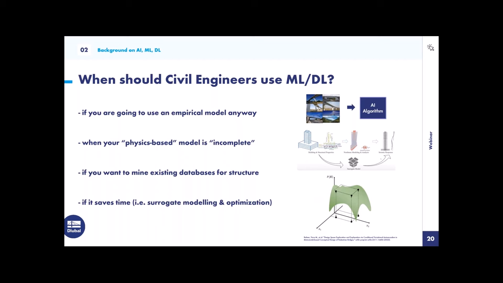So for the strategy at Dlubal, we could ask ourselves, why would we as civil engineers use machine and deep learning at all? And we said, okay, I think it makes sense to use machine and deep learning if we have just empirical models anyway, so there is no differential equation in the background like in the finite element method, or if you want to describe newer materials where we know that physics-based models maybe are incomplete or not fitting the experimental data very well.